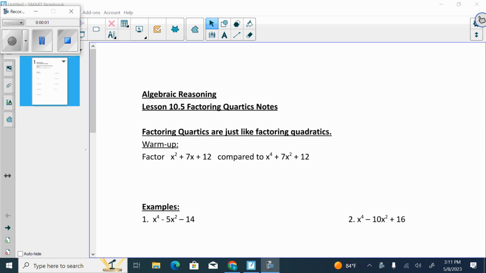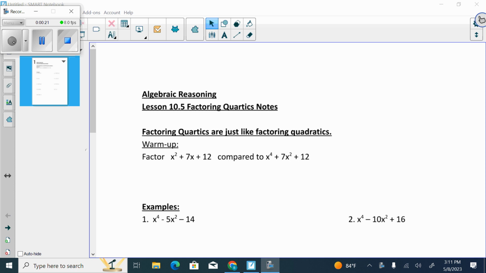We talked about factoring cubics. Cubic meaning 3. Cube means 3. So today we are going to talk about factoring quartics. So quartic means an exponent of 4.